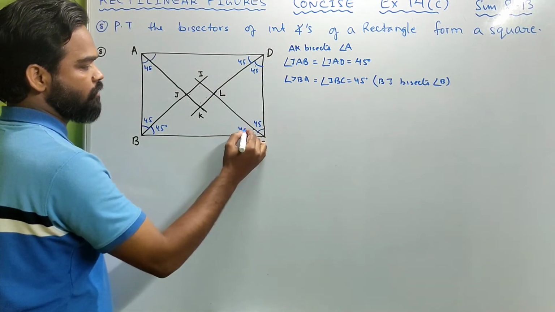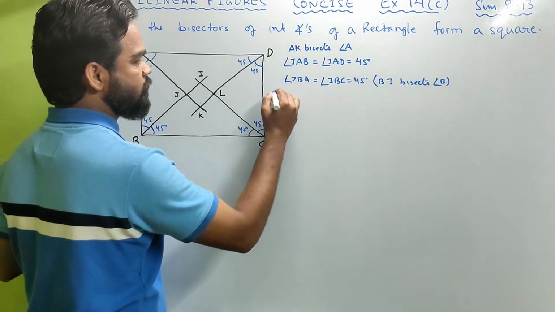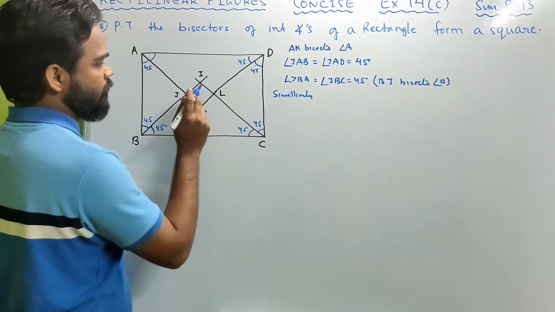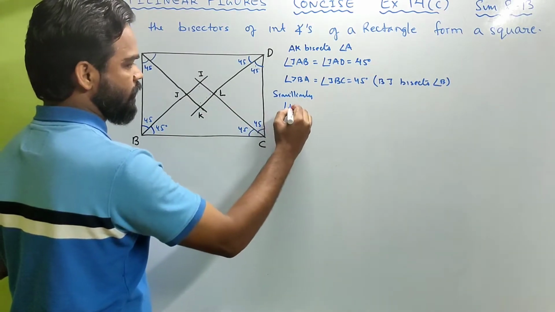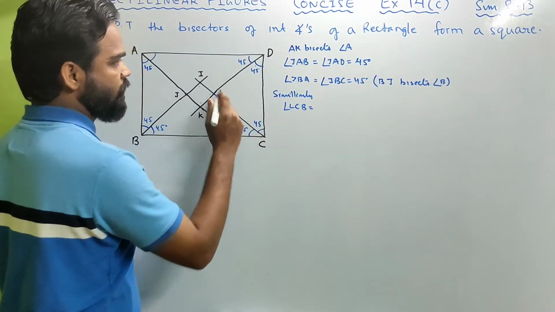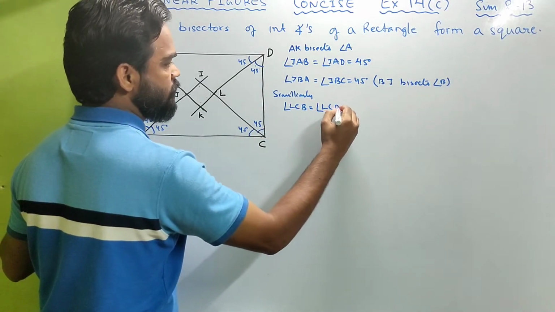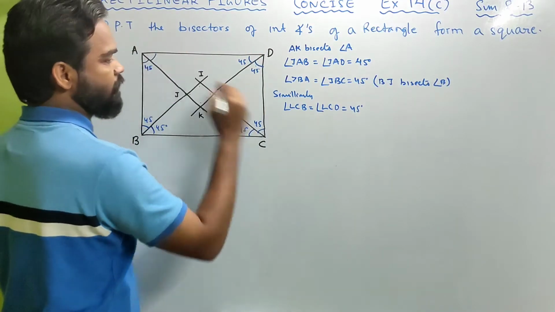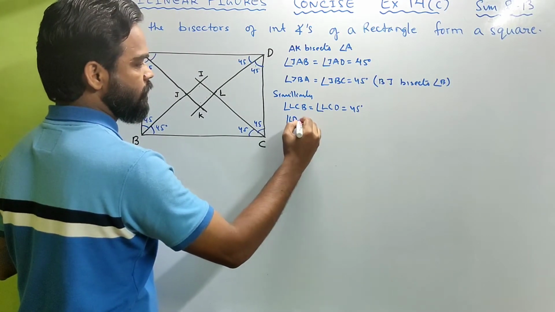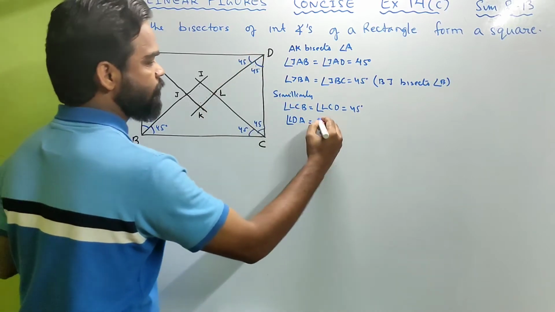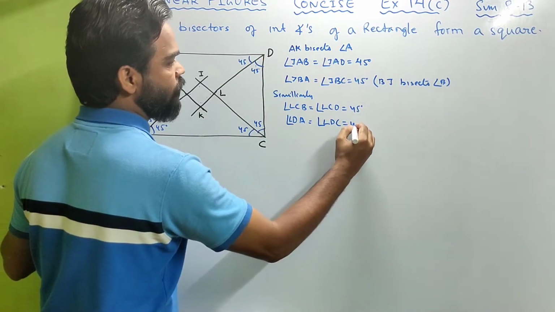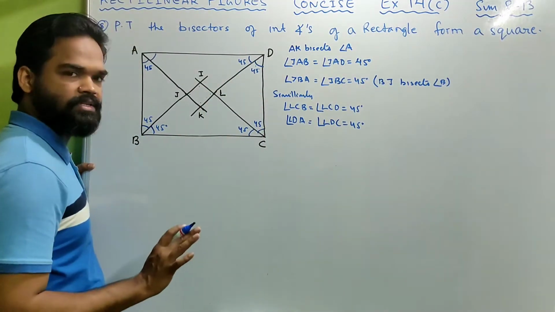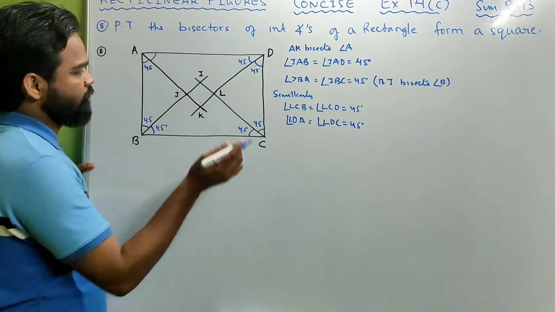Am I clear or not? Isn't it? Similarly, we can say angle LCB is equal to LCD is equal to 45, and LDA, just look at the diagram, LDA is equal to LDC is equal to 45. So we just got that these angles are 45 degree. We know this.